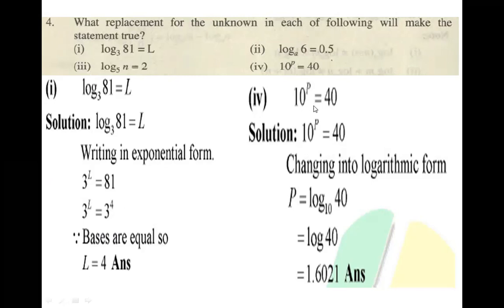10 raised to power p is equals to 40. Solution: 10 raised to power p is equals to 40. Now changing into the logarithmic form, the logarithmic form is p is equals to log to the base 10 of 40. Now this log to the base 10 is called natural base, so it will be written as log 40.